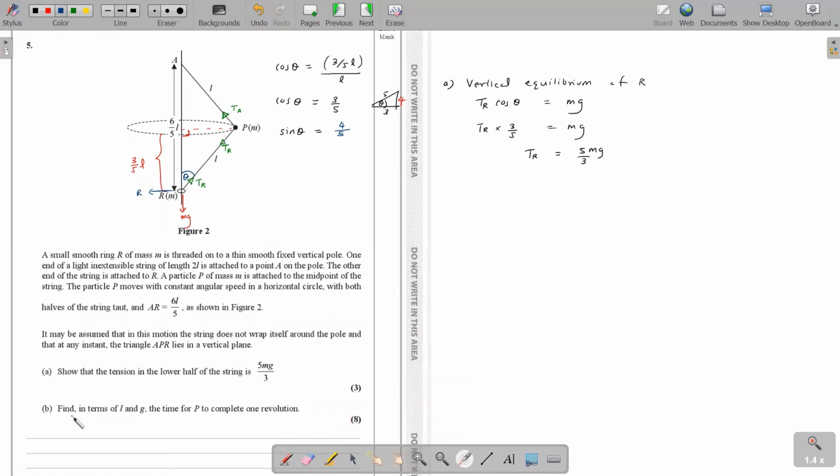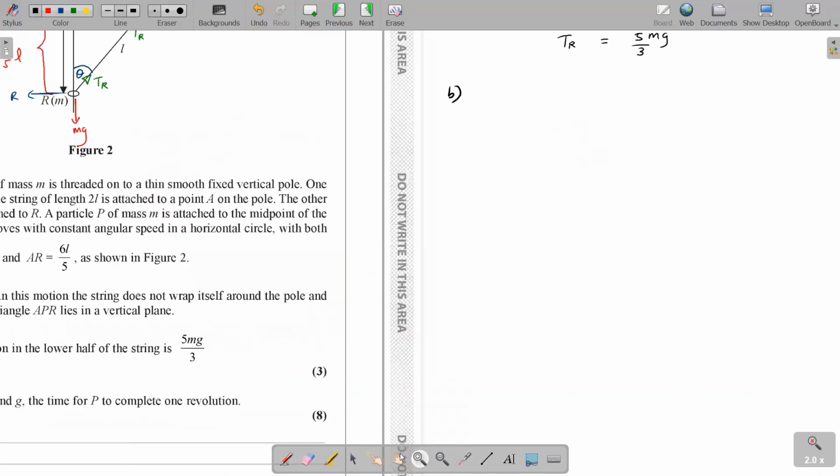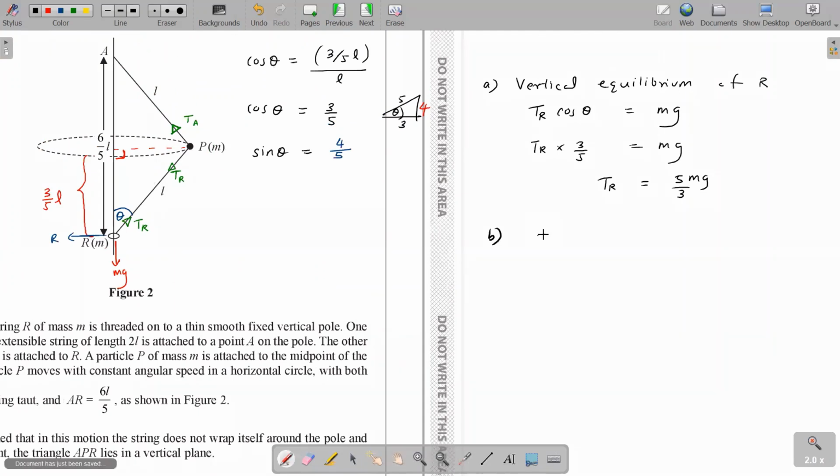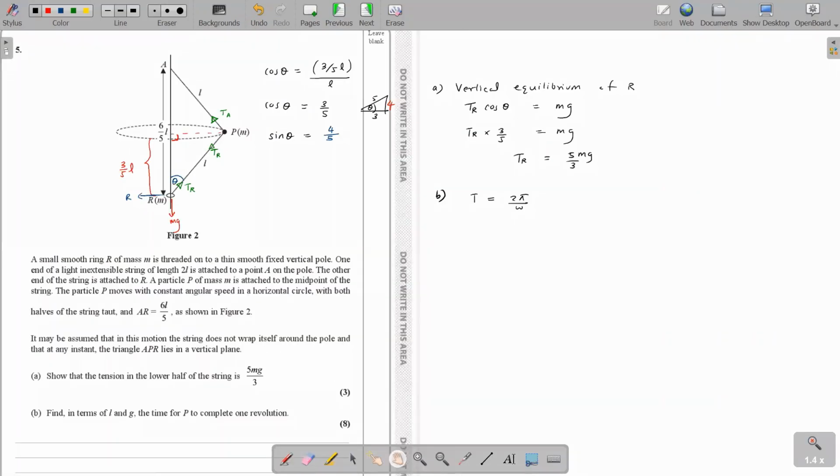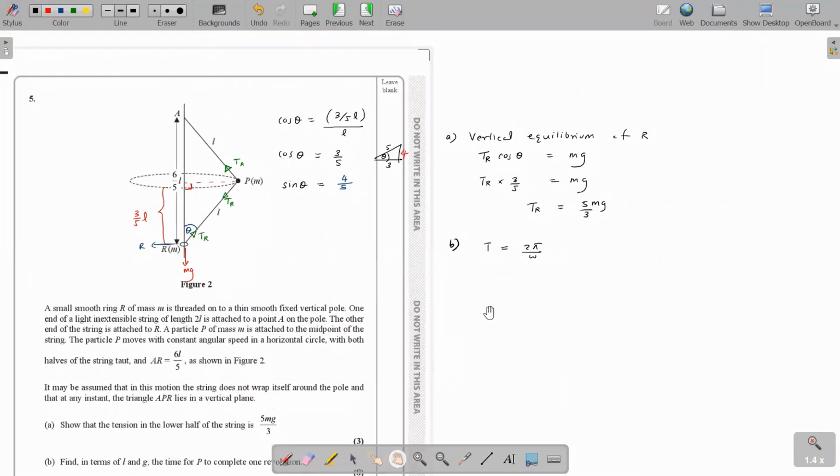They tell you to find in terms of L and G the time for P to complete one revolution. How do we take the time to complete one revolution? Normally, the time taken for one revolution, we use the equation T equals 2 pi over omega. So basically, for 8 marks, what do we need to do? We had to find the value of omega, right? How do we find the omega value?